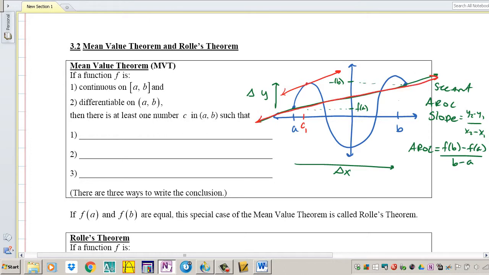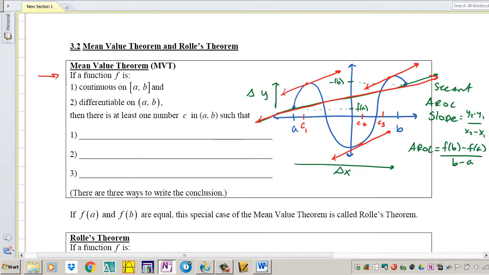Could there be another one? Sure. Over here. We'll call this C2. And even one more up here. What do all these four slopes have in common? They're all the same slope. So the question that I had asked, could the average rate of change be equal to the instantaneous rate of change if you're on a closed interval and your function's differentiable? And the answer to that is yes, and we call that the mean value theorem.